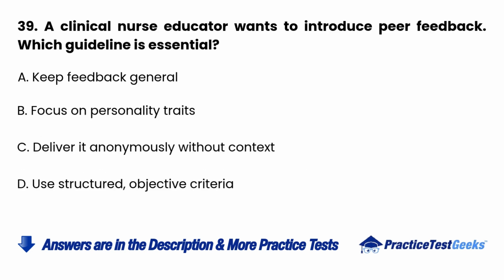39. A clinical nurse educator wants to introduce peer feedback. Which guideline is essential? A. Keep feedback general. B. Focus on personality traits. C. Use structured, objective criteria. D. Deliver it anonymously without context.